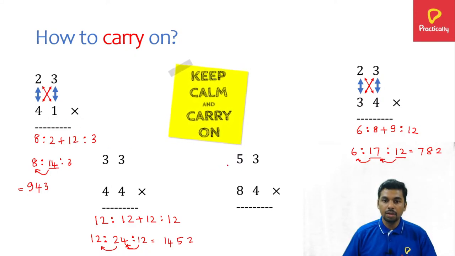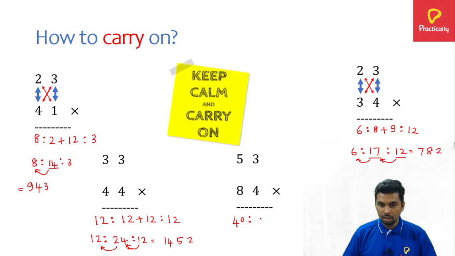Let's verify. So let's do vertical, crisscross and vertical. First vertical step, the answer is 5 multiplied by 8, 40. I'll put a colon. Next is 5 multiplied by 4, 20. 20 plus 3 multiplied by 8 is 24. So 20 plus 24 I have to do, which is what? 20 plus 24 is 44. The last vertical step is 3 multiplied by 4 or 12.